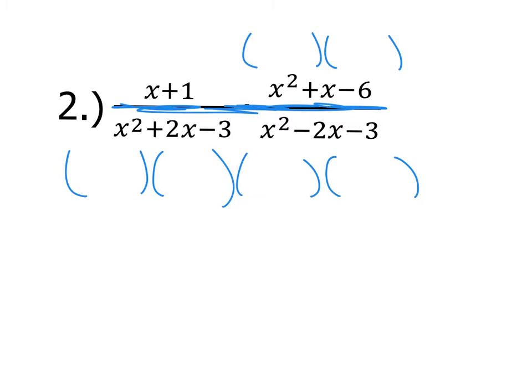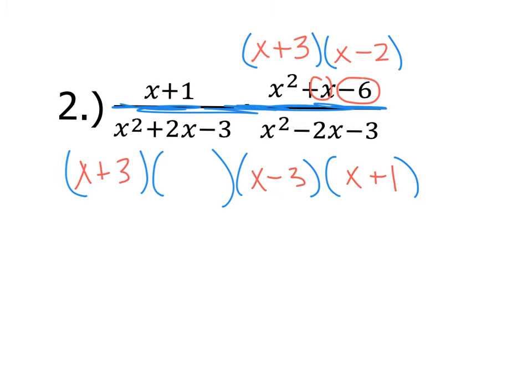So the top right, what multiplies to be -6 and adds to be 1 is x plus 3 and x minus 2. Bottom right, what multiplies to be -3 and adds to be -2 is x minus 3 and x plus 1. And then the bottom left, what multiplies to be -3 and adds to be 2 is x plus 3 and x minus 1. And now I can freely cancel things out that need to be canceled.